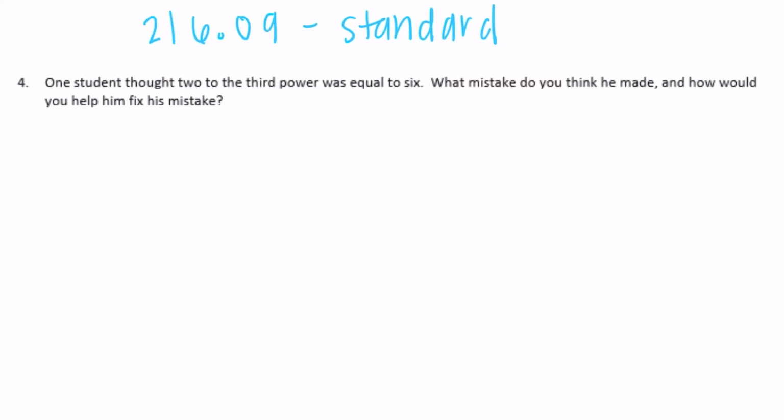Number 4, one student thought 2 to the third power was equal to 6. What mistake do you think he made, and how would you help him fix his mistake? Well, let's see, 2 to the third power is actually 2 times 2 times 2, which 2 times 2 is 4, and 4 times 2 is 8. So this is actually equal to 8. I bet what he did is what I talked about a little bit earlier. He multiplied the base being 2, by the exponent 3, 2 times 3. And we don't just multiply the base times the exponent.